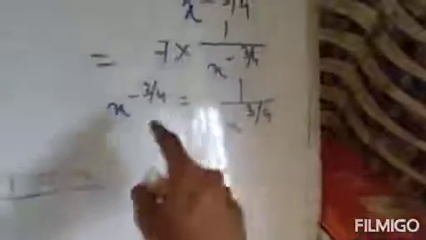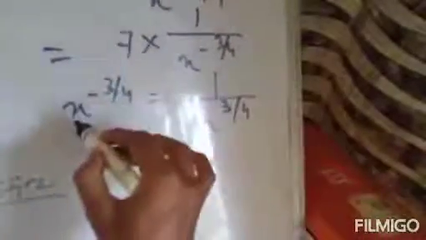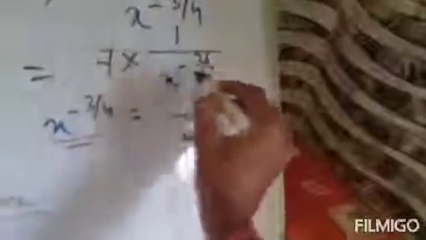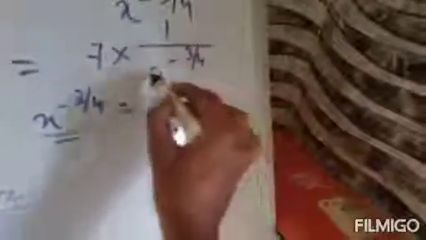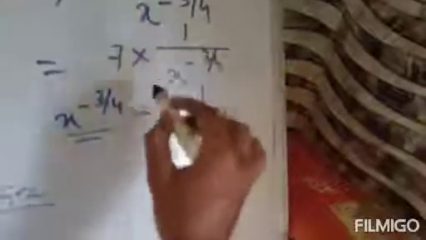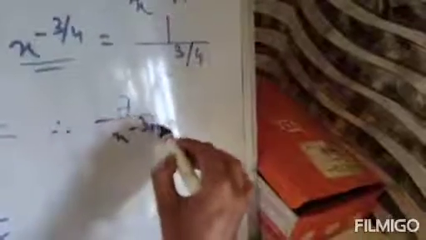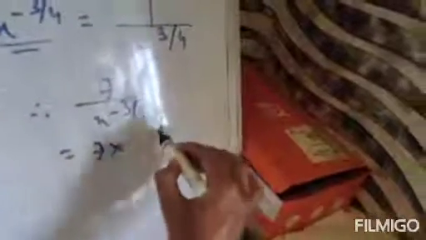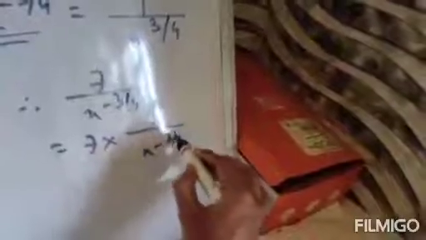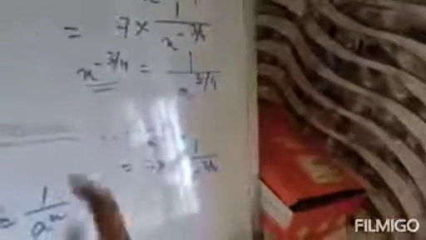Now we will put x to the power minus 3 by 4, that is 1 by x to the power 3 by 4, in this section. So we will be putting the value of x to the power minus 3 by 4 here. If we put this, we can write 7 x to the power minus 3 by 4 as 7 into 1 by x to the power minus 3 by 4. Just see this line. Clear? And x to the power minus 3 by 4 is actually 1 by x to the power 3 by 4.